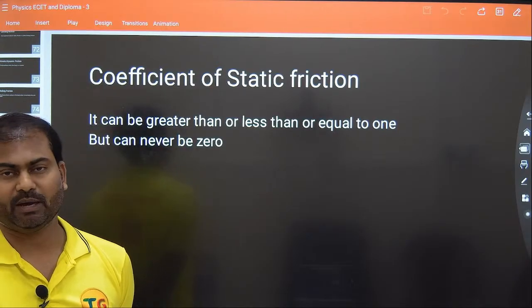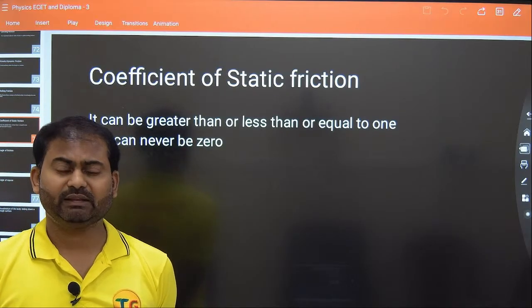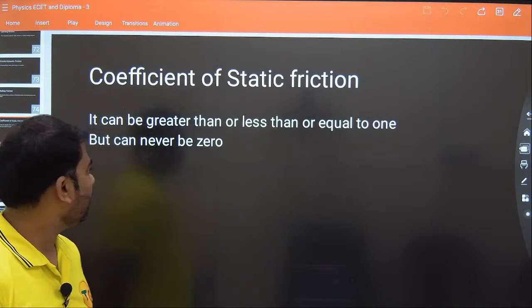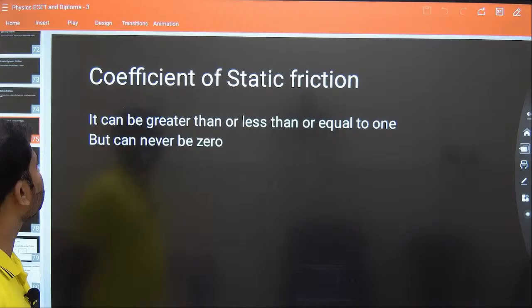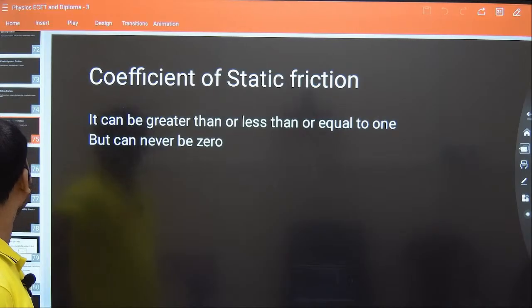Apart from that, by having contact you can never have 0 friction, and that cannot even be possible by having µs or µk equal to 0. Okay, clear? So they can never be 0, and it can be greater than, less than or equal to 1. That's regarding this coefficient of static friction.